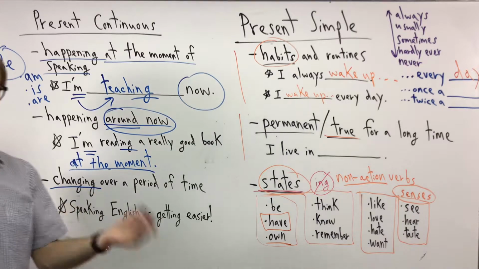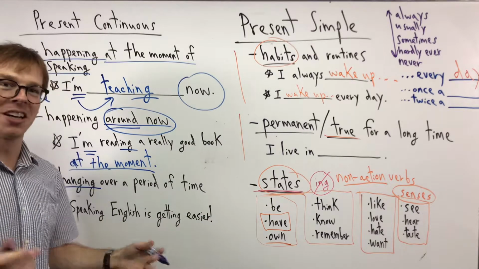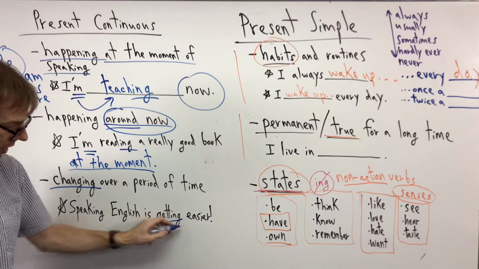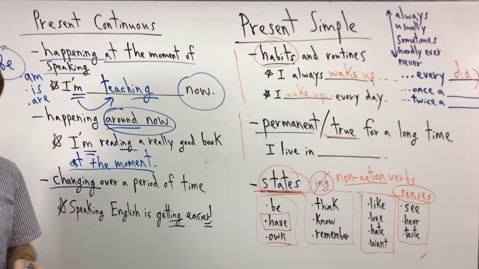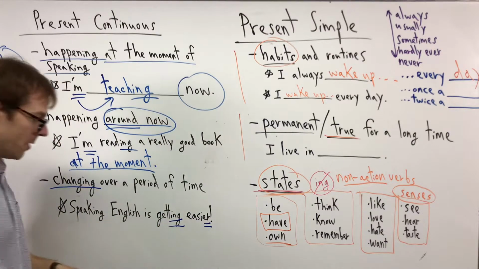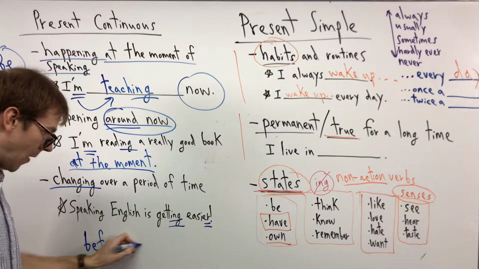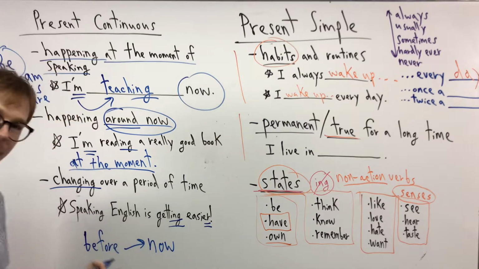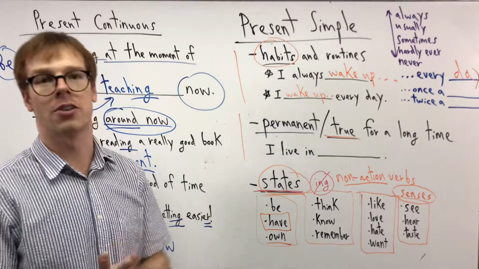And then our last reason to use the present continuous, our be-ing, is for something that is changing over a period of time. So here I have speaking English is getting easier for me. We hope that that's true, that speaking English is getting easier for you. We're using a compare word to compare before, you two months ago and maybe you now. We're showing that something is changing. English is getting easier for me to understand.